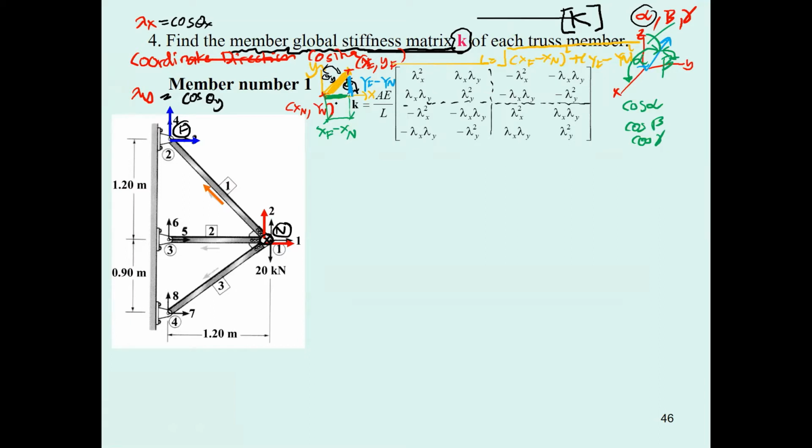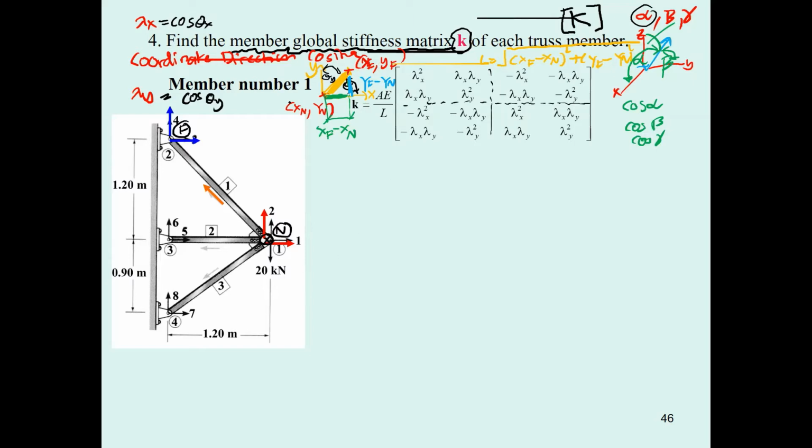For example, this is 3 minus 0, which is 3 meters, and this is 3 minus 0, which is 3 meters. You put that into this equation, and the computer will calculate it easily: the square root of 3 squared plus 3 squared. That is going to be 3 square root 2 for the length of this member.